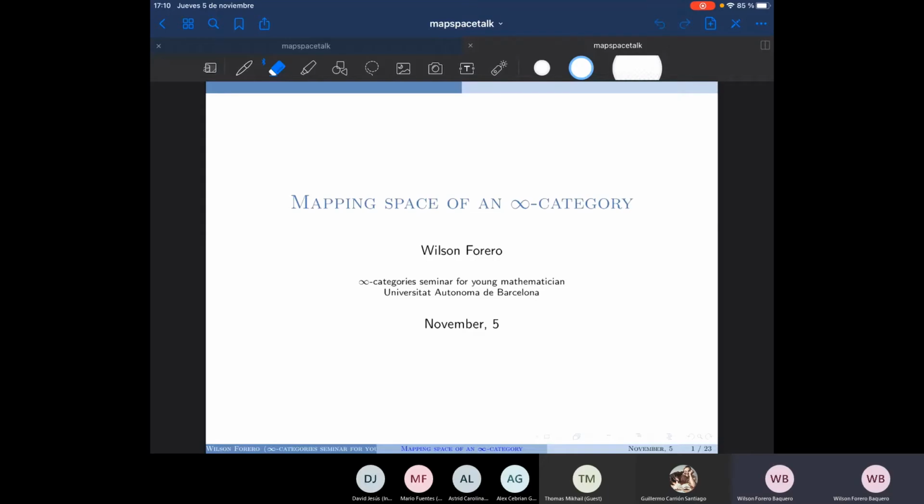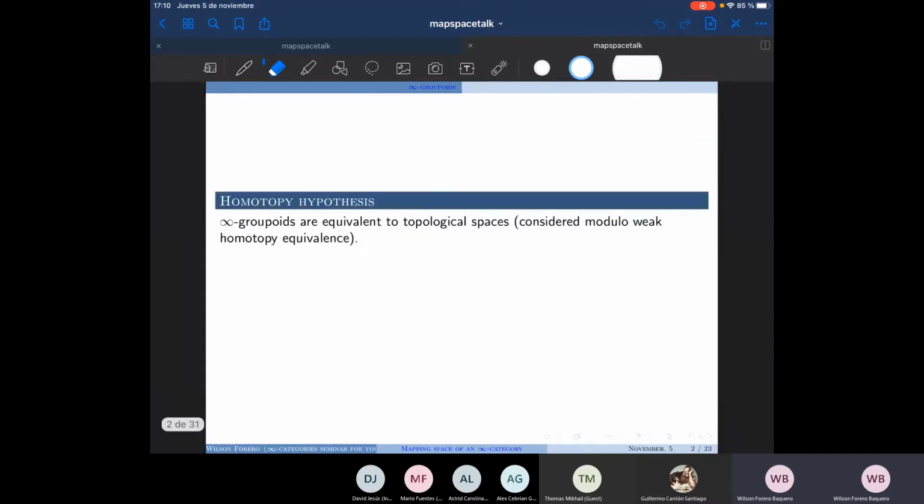Now start. So the idea is explained that given two objects in an infinity category, the connection between those two objects in an infinity category is a Kan complex. Okay, so we will remember the following: the homotopy hypothesis. Infinity groupoids are equivalent to topological spaces. That is the homotopy hypothesis.